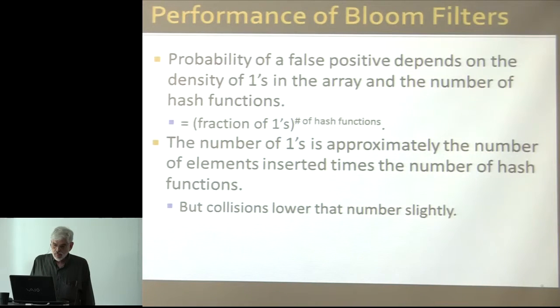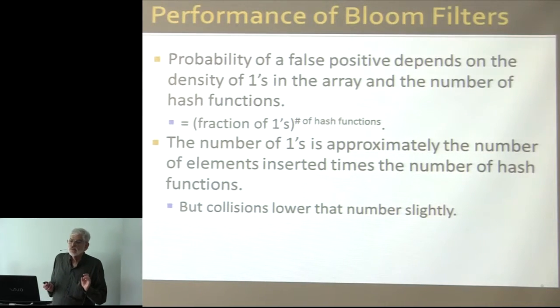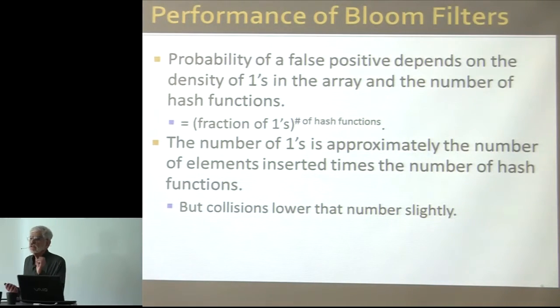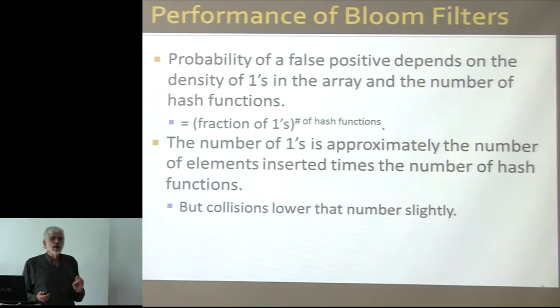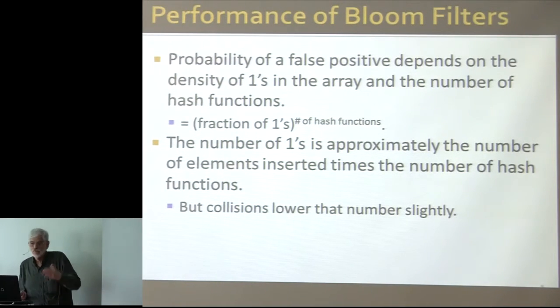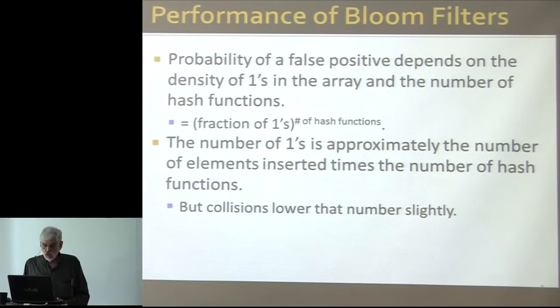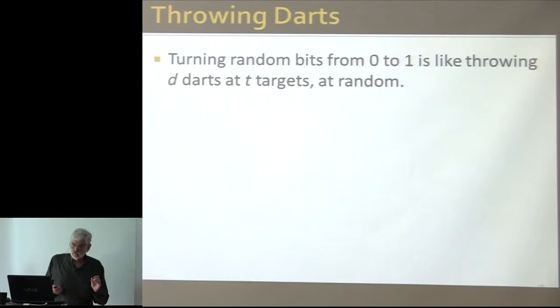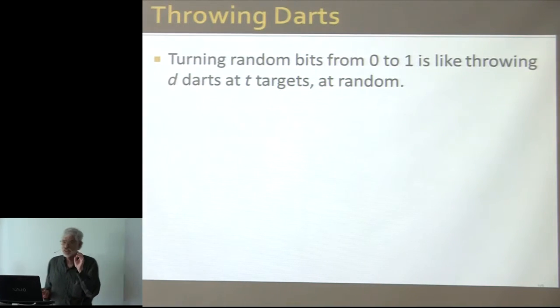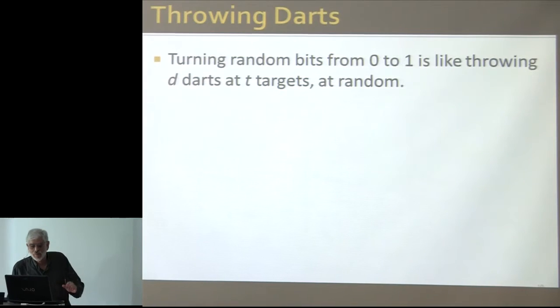Okay. Now the number of 1s will be roughly the number of elements you've inserted times the number of hash functions you're using. But it's going to be a little bit less than that. Why? Because there'll be some collision. Sometimes you'll be setting a bit to 1 that already was 1. And we can actually do the math. I want to do the math because it comes up in a number of guises, and I don't want to have to do it each time. I'm just going to sort of throw it out from here on.